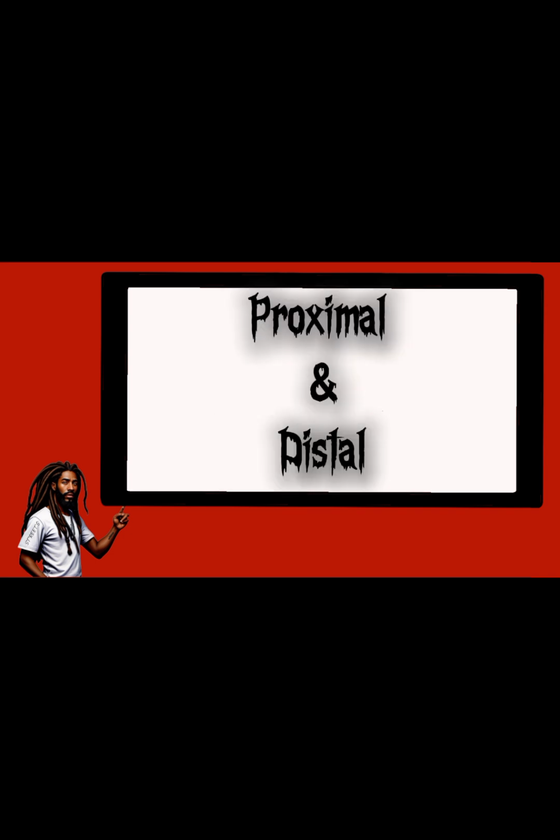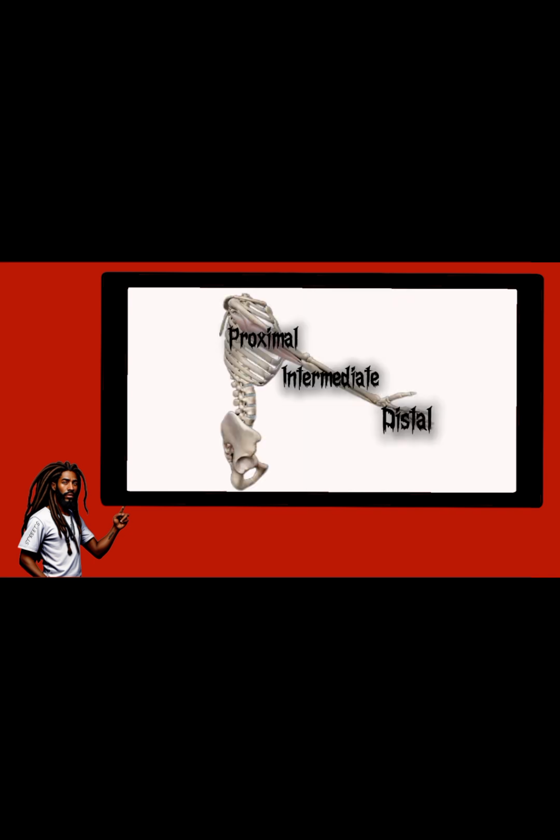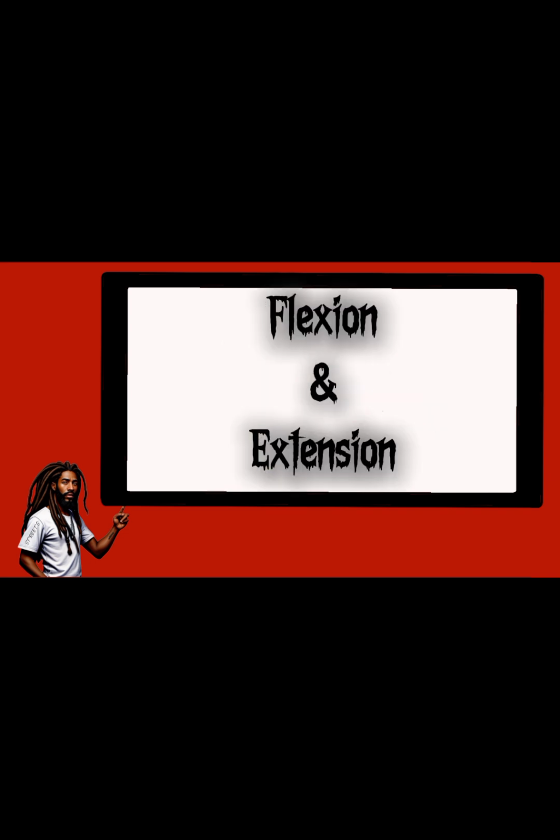Next up, we have the proximal and distal, which is used when we are referring to limbs. Proximal being something that is closer, and distal something that is much farther, and sometimes intermediate, something in the middle. So proximal is used to represent the portion of the limb that is closer to the chest region. For example, in the upper limb, the arm is proximal, the forearm is intermediate, and the hands, that is distal.